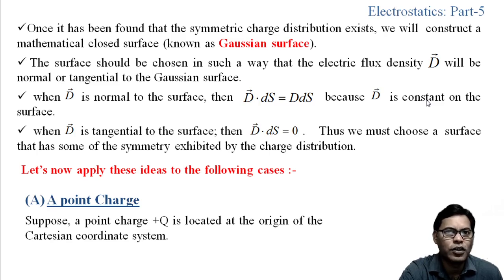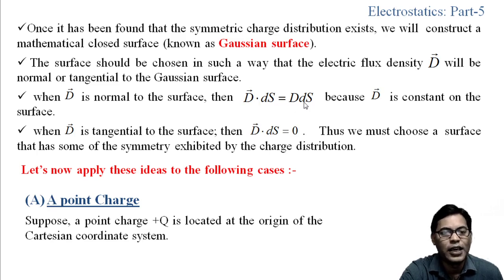Now after drawing the Gaussian surface, we know that the electric flux density at the surface of the Gaussian surface will be the same, and from that we will get the tangential or the normal component of the flux density to the Gaussian surface. When D is normal to the surface, then D dot dS will be equal to D times dS, because we will see afterwards why we get this when D is normal.